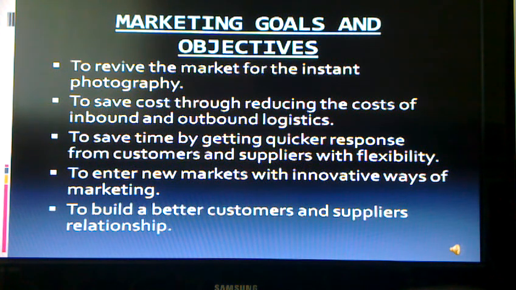Now let's have a look at the marketing goals and objectives for Polaroid, which it is going to achieve by launching the e-marketing plan in South American markets. Polaroid has the following main objectives: to revive the market for instant photography, to save costs by reducing the cost of inbound and outbound logistics, to save time by getting quicker responses from the customers and suppliers, to enter and gain market share in new markets with innovative ways of marketing, and finally to build a better customer and supplier relationship.